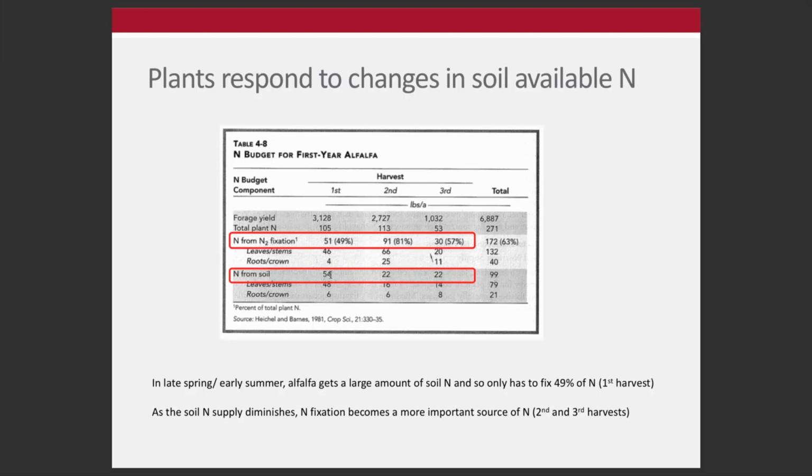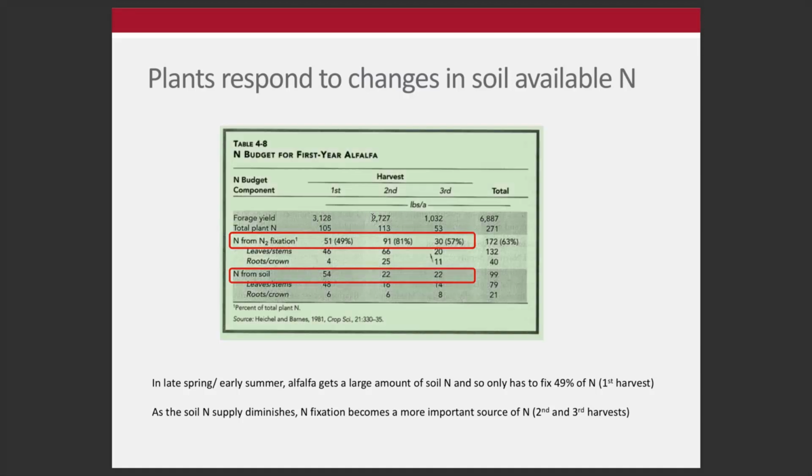So it goes from 54 pounds per acre to 22 from the soil. And that is met with a much larger fraction of the nitrogen needs of the plant being met by fixation. Okay, and so then again in the fall we see an actual drop in that relative percentage, because typically the soil moisture is going to increase at that time.